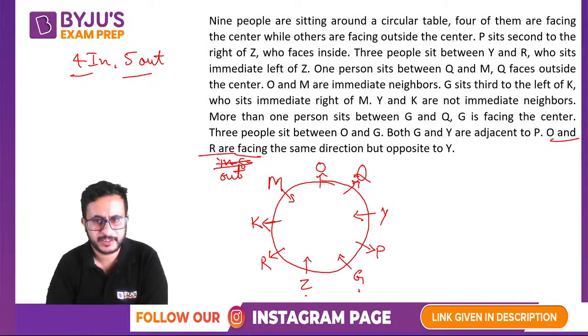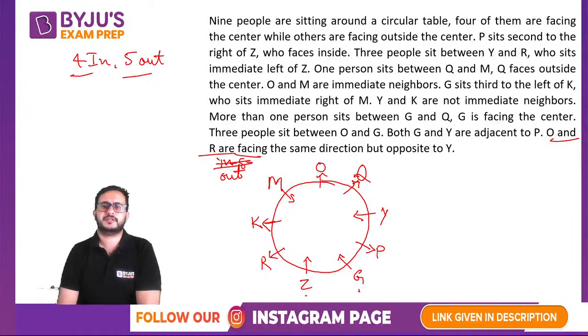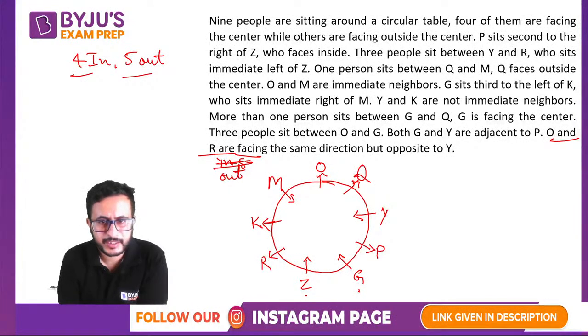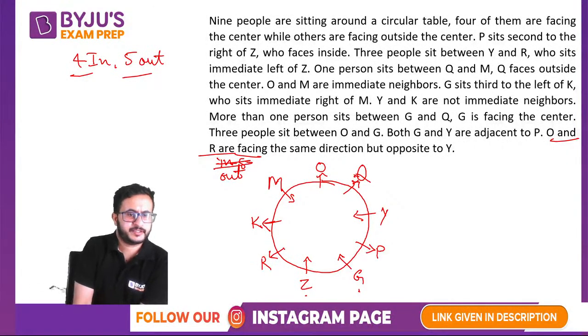Okay, so you will get this arrangement: M, Y, Z and G facing inside, and so Sheikh, yes, your solution is correct. Okay, M, Z, G and Y are facing inside, and rest are facing outside, and Z, G, P, Y, Q, O, M, A, R. Yes, so your arrangement is right.